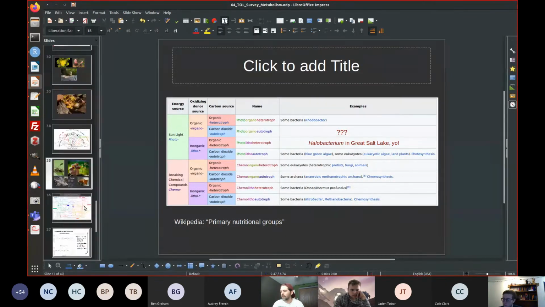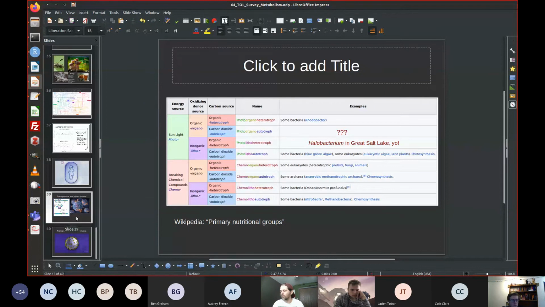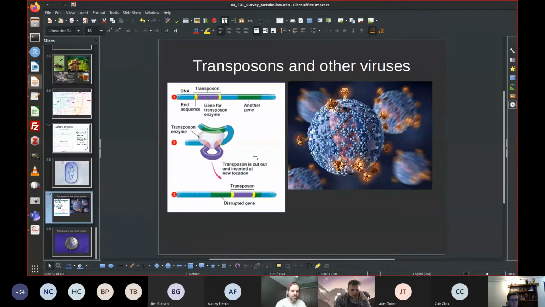I'll stop it there and switch to the final slide, which is, are viruses alive? Do they do any of this metabolic stuff that we've been talking about? Going back to what is life? Where do they fit in this whole tree of life thing?